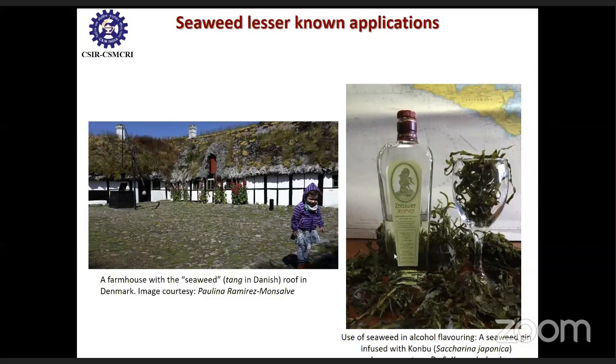You can see on the left-hand side of the slide an old, very beautiful house. It is on the Danish coast, and this house is thatched with seaweed, used as a material to thatch the roof. Now, this is very unique, and I'll be coming in another couple of minutes to this kind of new application that people are seriously looking at. But just to show how the traditional use of seaweed still continues.